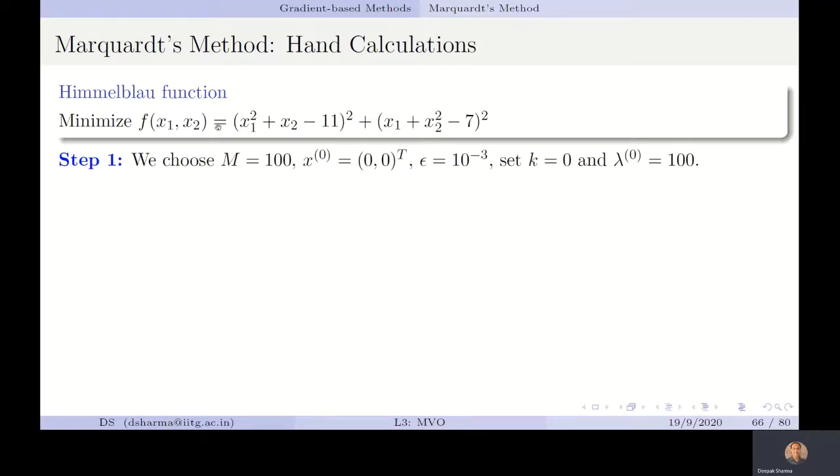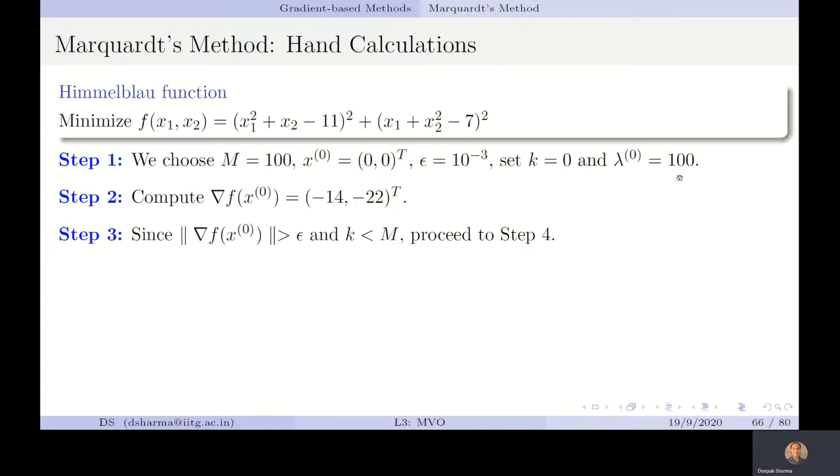Now let us use this algorithm or method for performing hand calculation. So the same Himmelblau function is written, and x1 and x2 are lying between 0 and 5. In step 1 of this method, we choose the value of m, the initial guess x0, the epsilon value, put k equals 0, and a large value of lambda. Currently we have taken say 100.